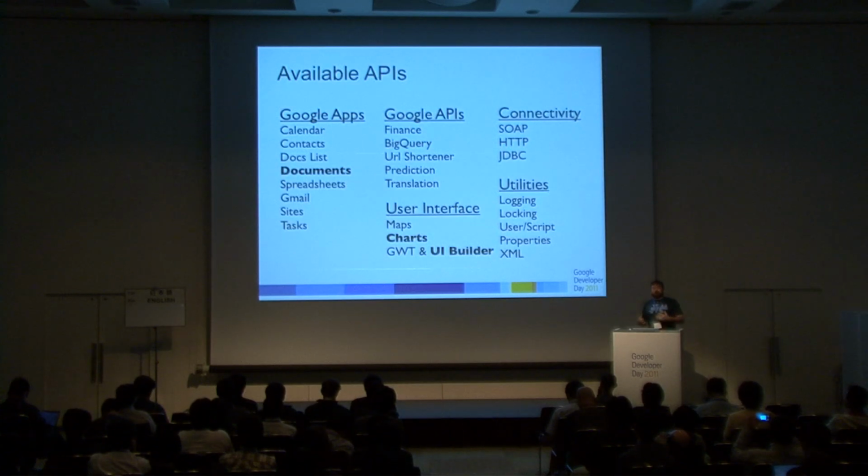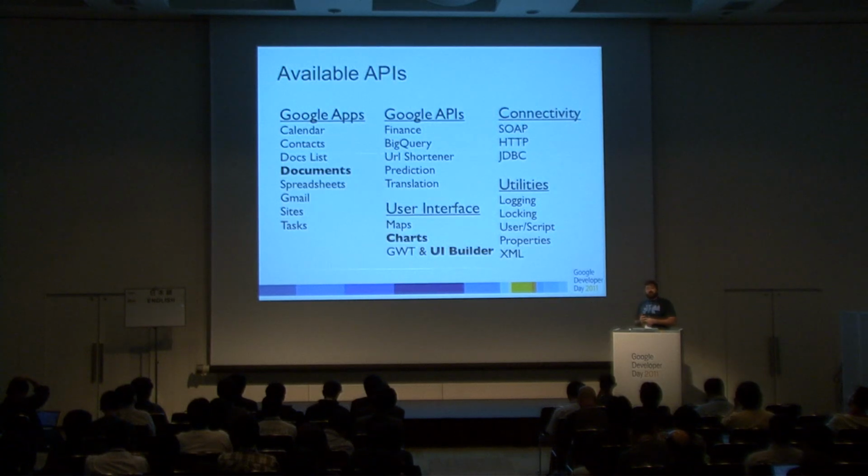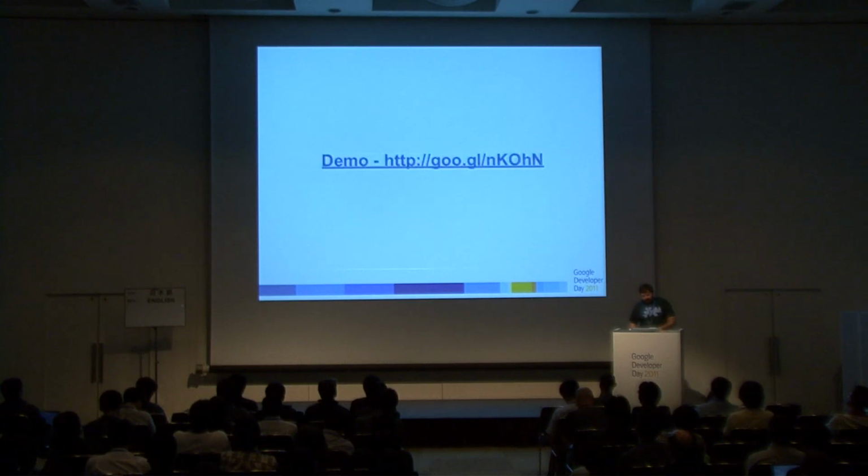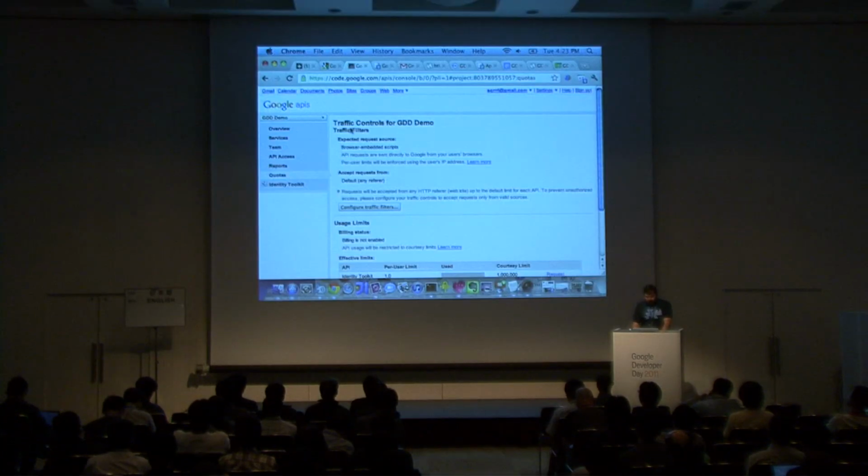You're not limited to Google services. It has connectivity for calling SOAP services, or if you have RESTful APIs, you can just use the normal HTTP methods. You can even call JDBC databases using a technology called Secure Data Connector. And there's a whole bunch of utilities. One that just launched today was the locking service, which gives you better concurrency controls if you have a script that's being used by a lot of users. A lot of options.